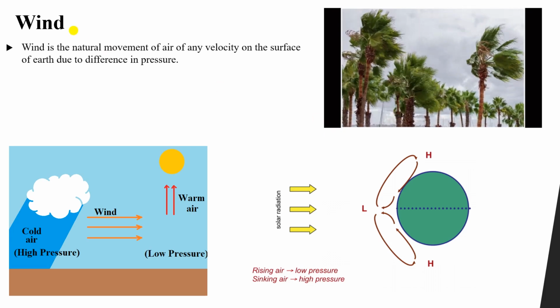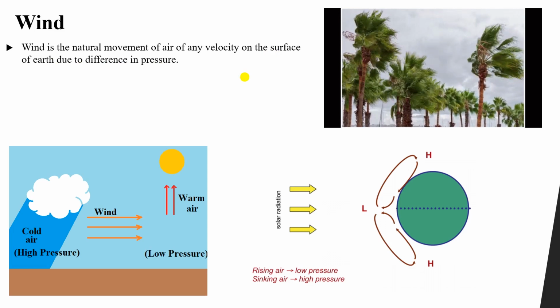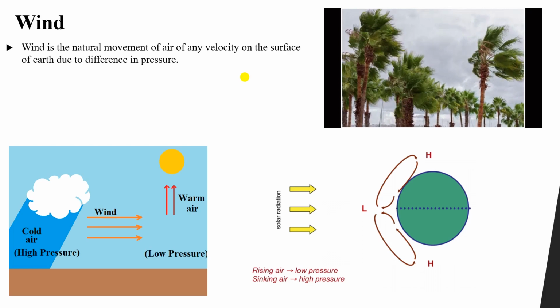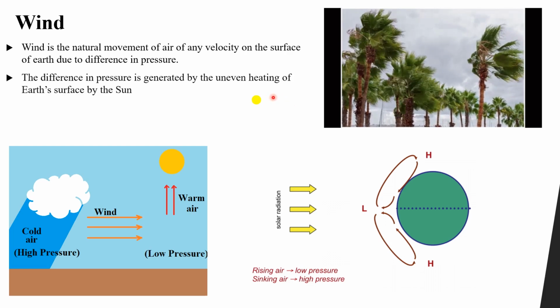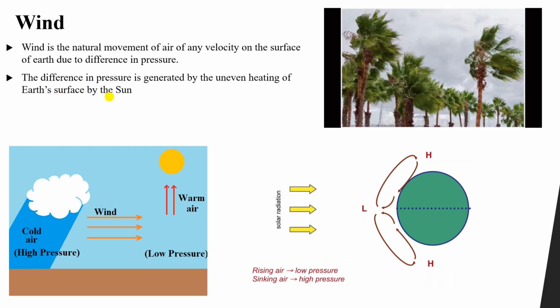So simply, wind is a natural movement of air of any velocity on the surface of the Earth due to the presence of a difference in pressure. Due to the difference in pressure between one area and another, the air will start moving from this location to another. Now the question is, why do we have a difference in pressure? The difference in pressure between one location and another is generated by the uneven heating of the Earth's surface by the sun's radiation.